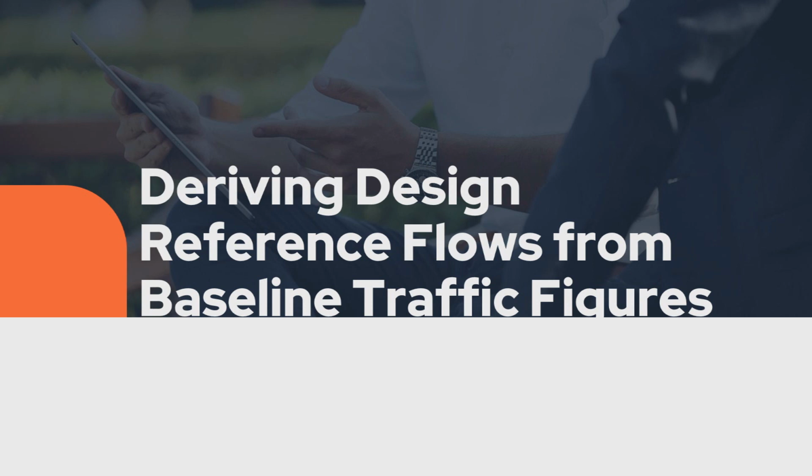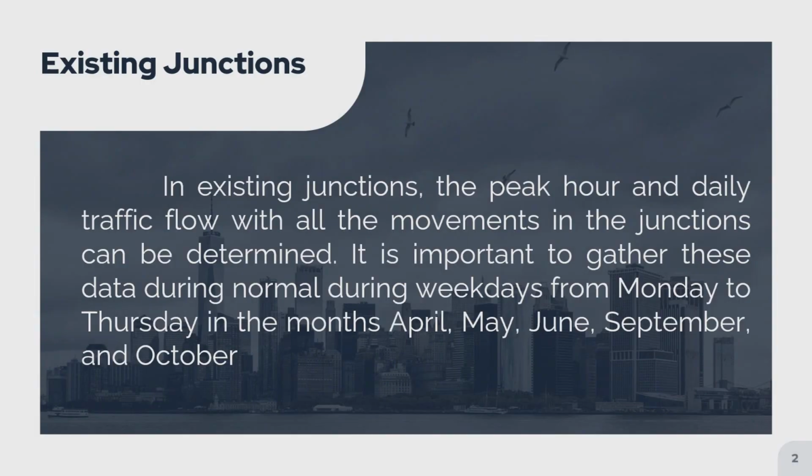Now, first we can derive data from existing junctions. Basically, these junctions are those that have already been constructed. For example, under the overpass, the junction in the N. Bacalso Avenue connecting with the South Road Properties as well as the Gotchan Street. We can derive a lot of data from it, especially daily traffic and peak flows.